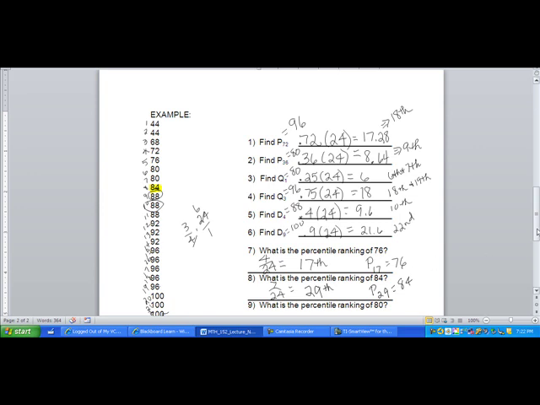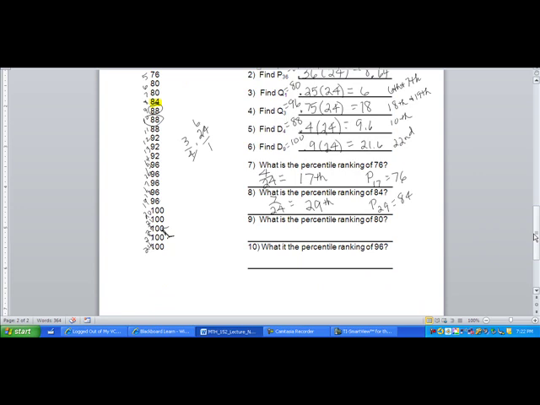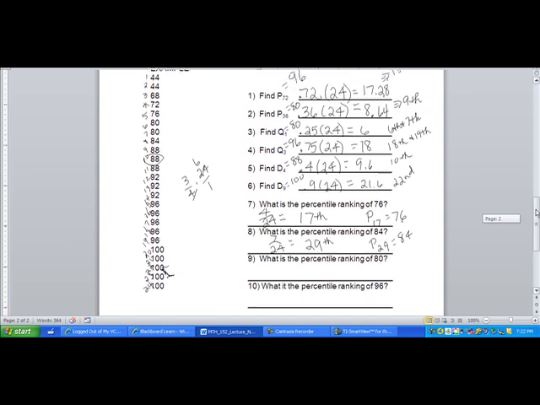Okay. And we have 2 more, so let's see. Let me erase the last one. Oops. I'm going to keep all my numbers in here. What is the percentile ranking of 80? We want to take the 80 that is closest to the lower numbers.